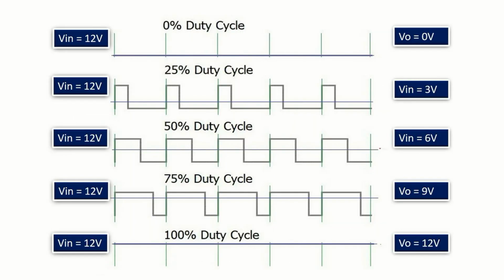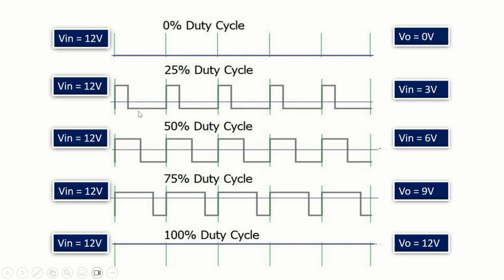So if you look at, for example, if your DC motor is working on 12 volts, V in is 12 volts, and 0% duty cycle means completely off, the transistor is completely in off state. So the output voltage you apply to the motor is 0 volts. So in return, the motor is completely in off state.